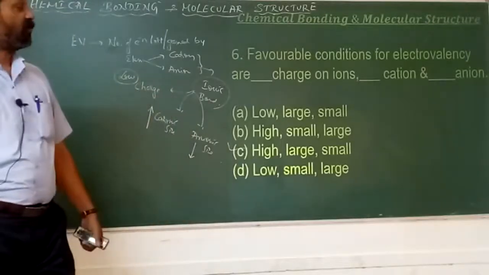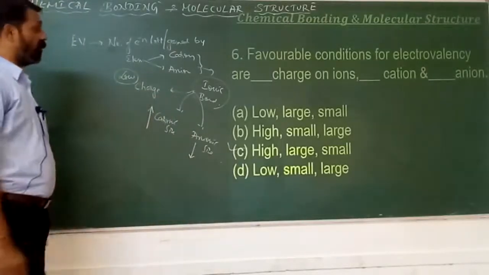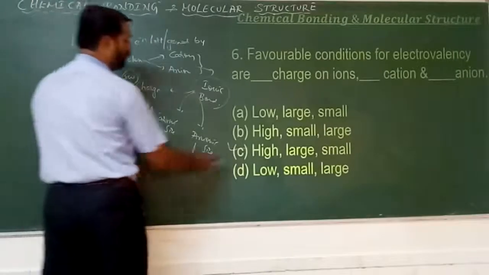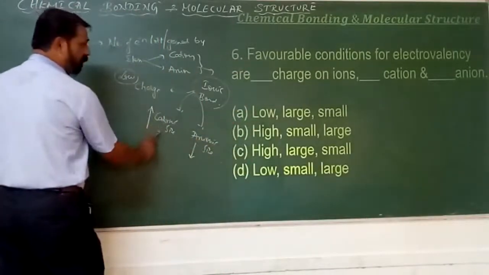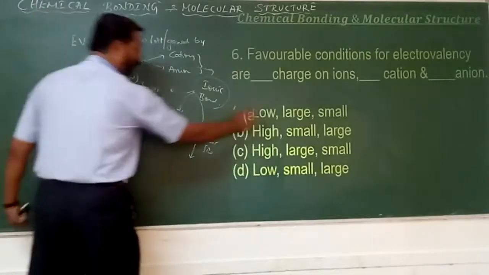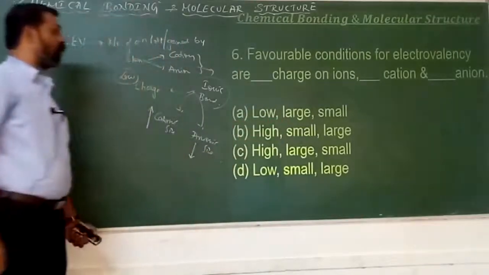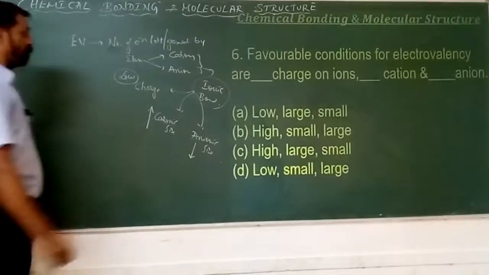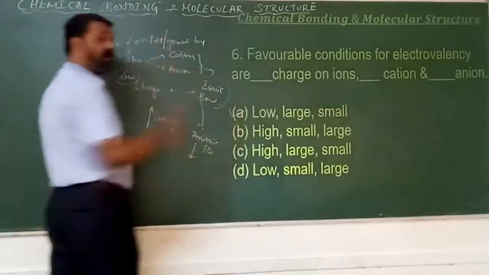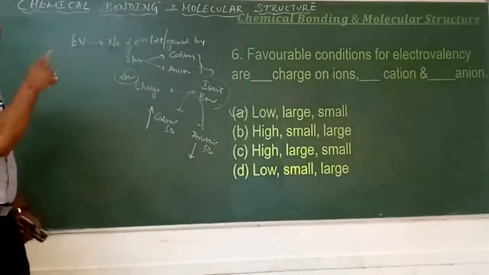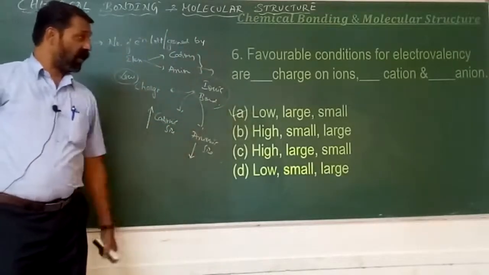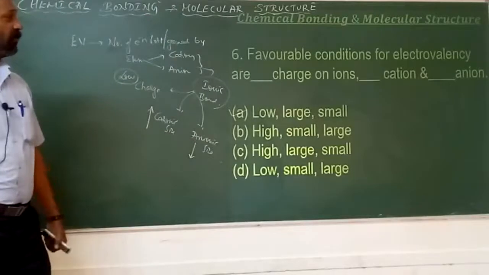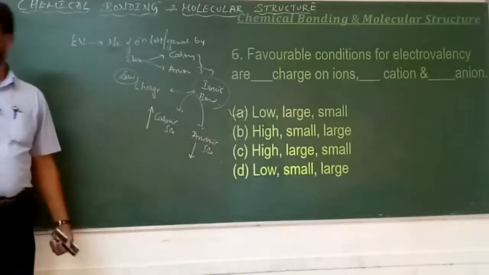Ionic bond is also called the electrovalent bond. So here it is having, first, what charge? Low charge. Low charge, along with a larger size of the cation and then a smaller size of the anion. Therefore, the favorable conditions for electrovalency are low charge of the given ions, then a larger cation and a smaller anion. Okay.